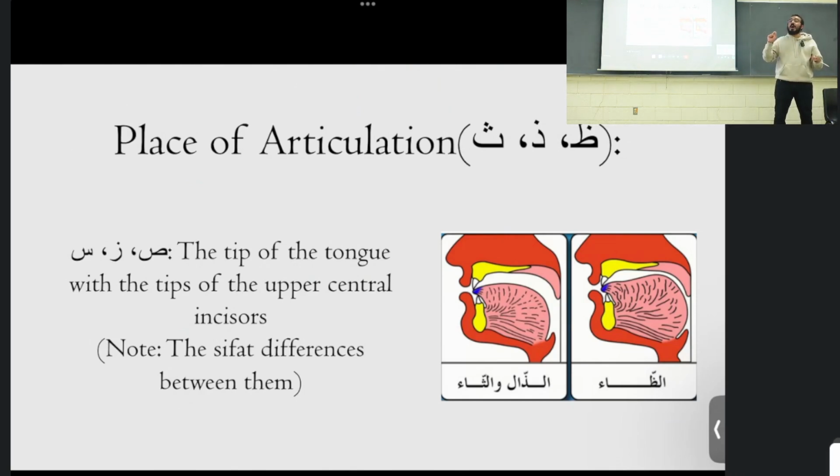Now, I want to say dha. What do I do? Dha is a heavy dhal. Dha is a heavy dhal. So what do I do? Back of tongue goes up. That's all it is. Dha is a heavy dhal. The back of tongue just goes up. So it's the same makhraj too. Exactly the same makhraj.